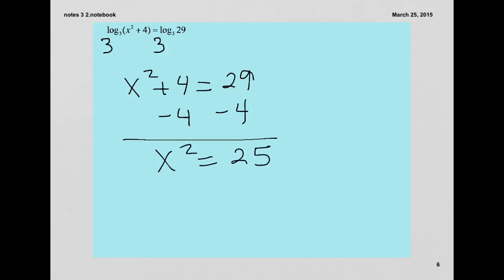Now we know, of course, to get rid of the square, I take the square root of both sides, and x equals, and now don't forget, anytime I take a square root, it has a positive and a negative root. So I have plus or minus 5.